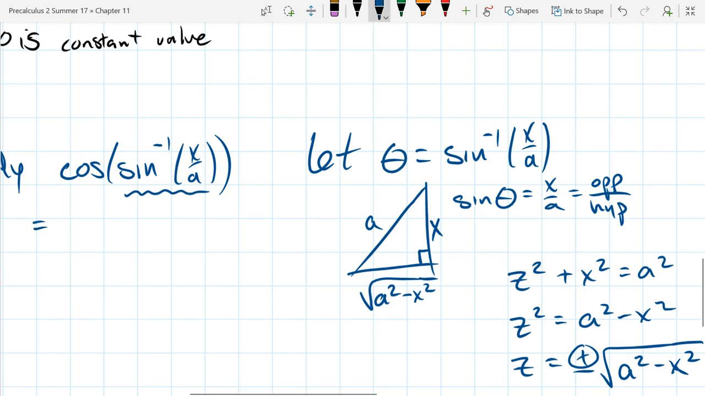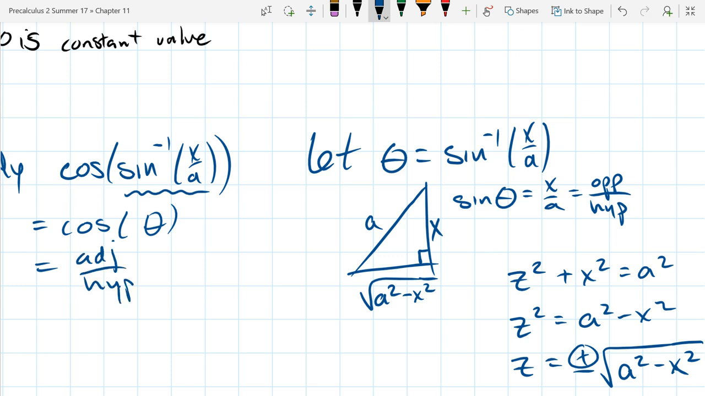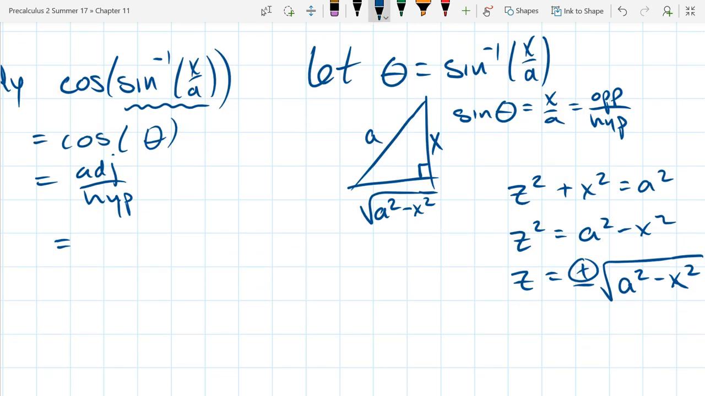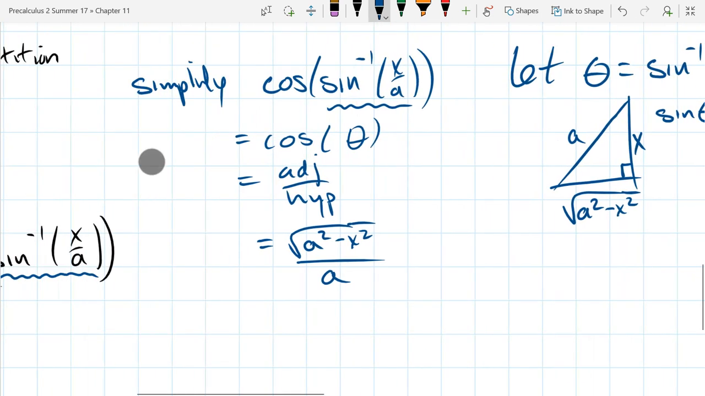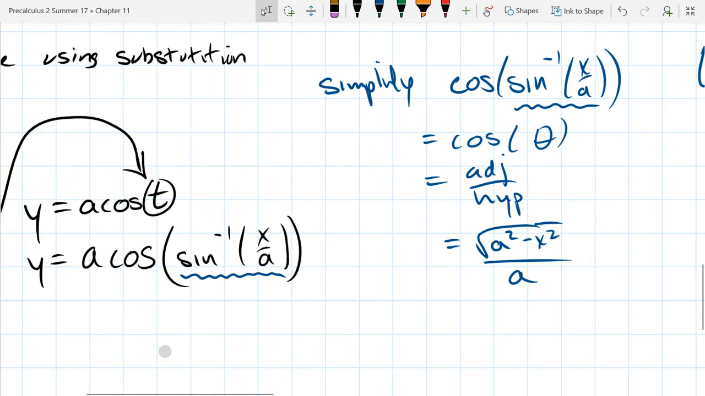All right, and so what I underlined, this sine inverse x over a, this is theta. That's what we did right here. Theta is sine inverse x over a. So what is cosine theta? Cosine is adjacent over hypotenuse, which is, adjacent is that square root of a squared minus x squared, divided by a. All right, so that was a lot of work to simplify this whole thing right here. So let's go ahead and write that in here.